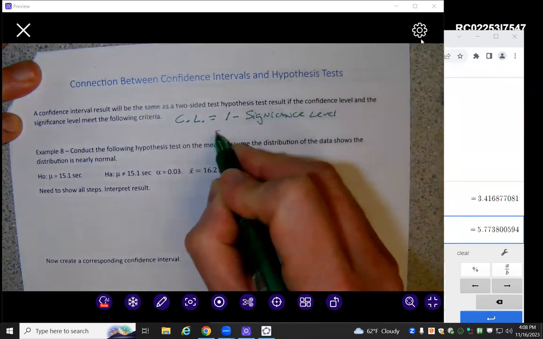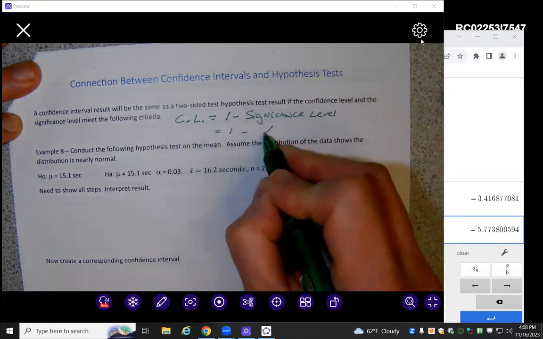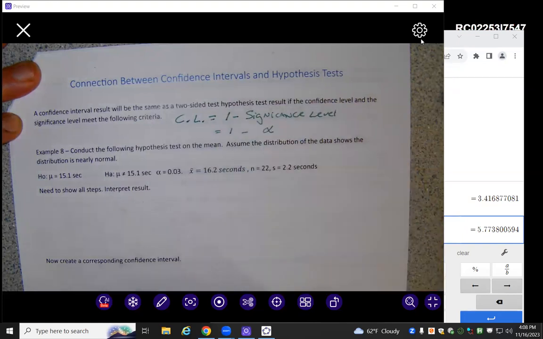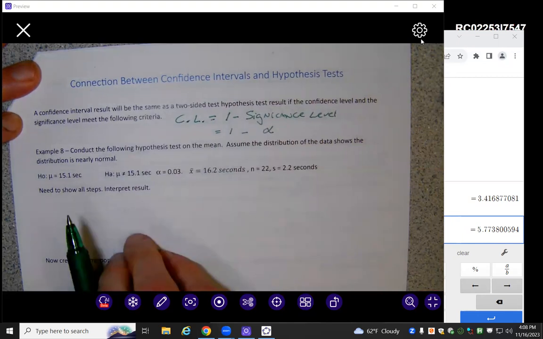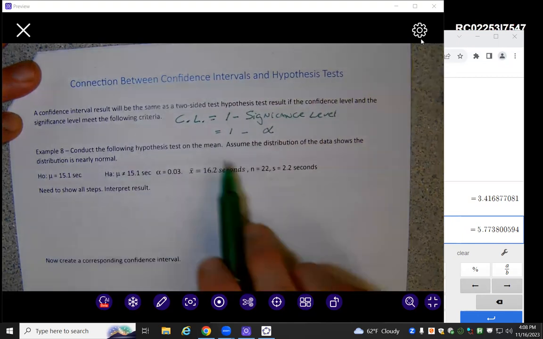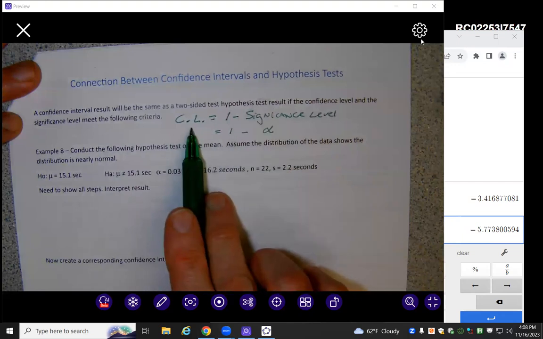And again, remember the significance level is alpha, a symbol used. I wish there was one for confidence level, but there isn't. So that is the relationship between confidence level and significance level.